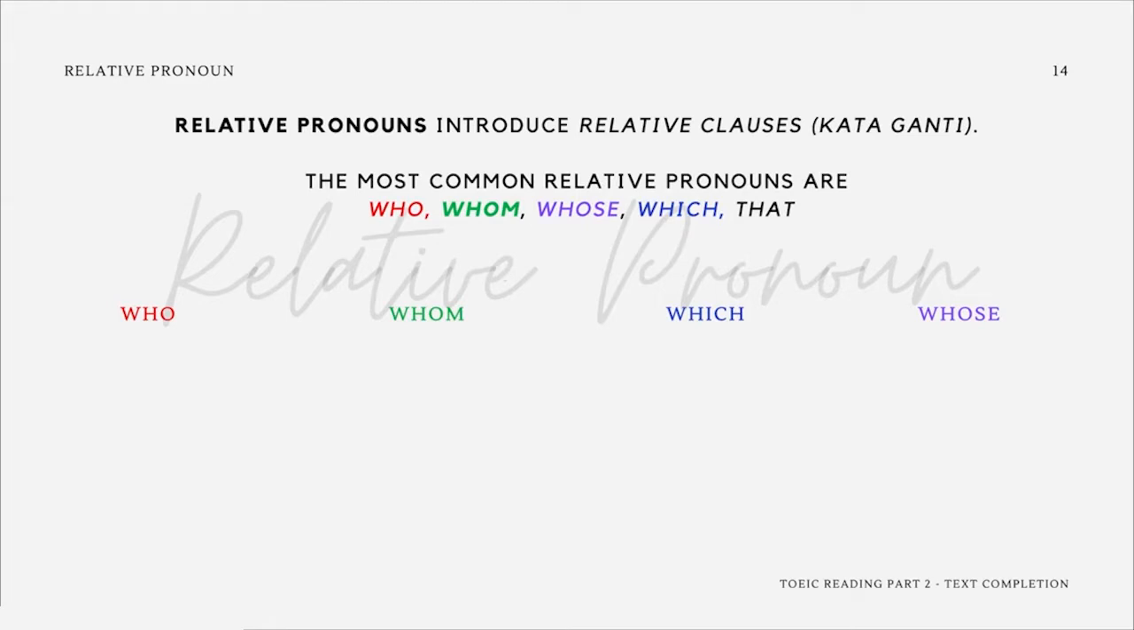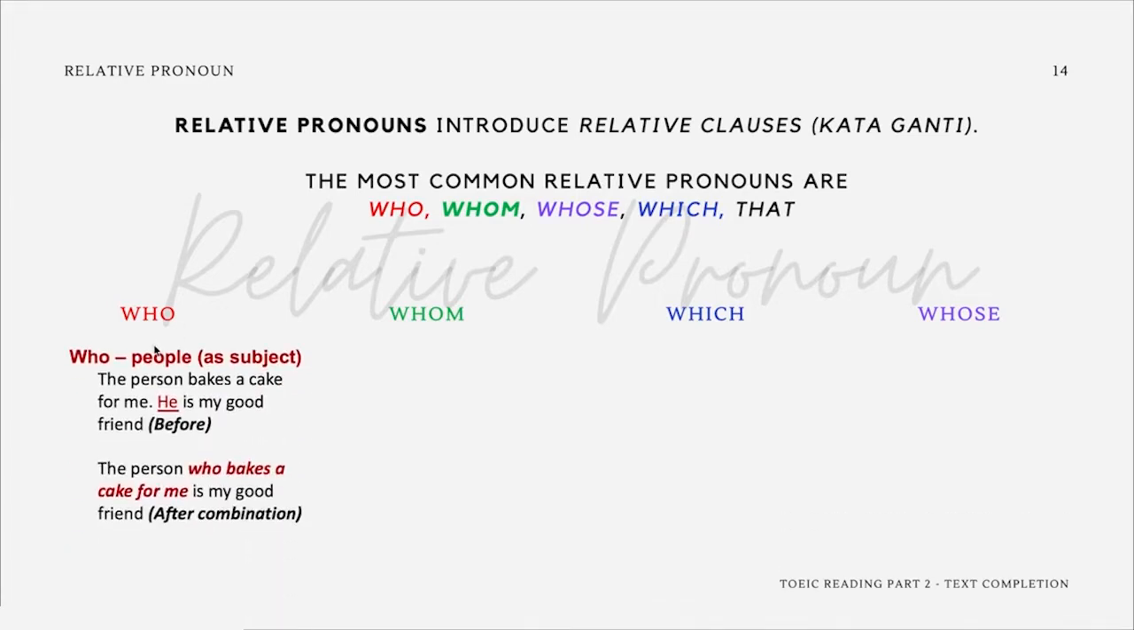Okay. The first one, the usage of who. It replaces people as a subject. For instance, take a look over here. The person bakes a cake for me. He is my good friend. So before we combine it into one sentence, here are the previous sentences, or the original sentences.